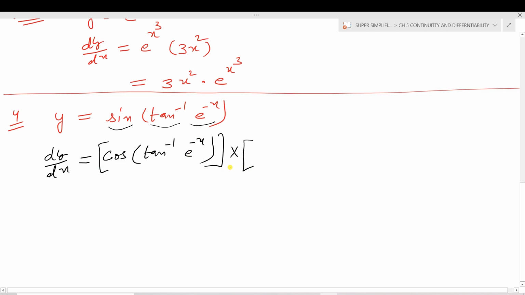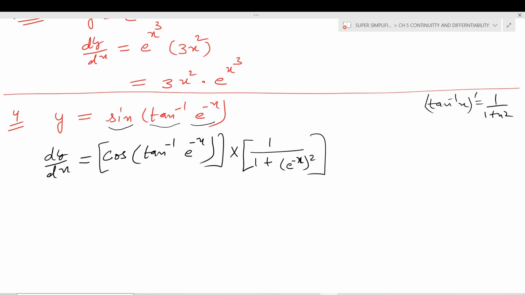Since you have already found the derivative of sine function, you just leave it and now you come to the tan inverse function. Here you have to write the derivative of tan inverse e to the power minus x. Now you already know that the derivative of tan inverse x is 1 upon 1 plus x square. So the derivative of tan inverse e to the power minus x will be 1 upon 1 plus e to the power minus x whole square. So we are done with the derivative of tan inverse also.